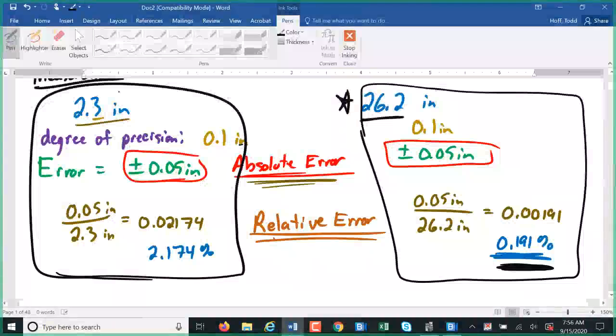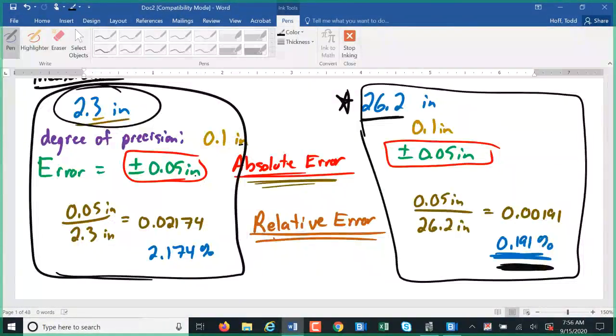But if I'm measuring something that's only a few inches in size, a measuring device that's only precise to the 1/10 of an inch is not okay. It's going to give me too big of a relative error. So I need to find something more precise for measuring that object.